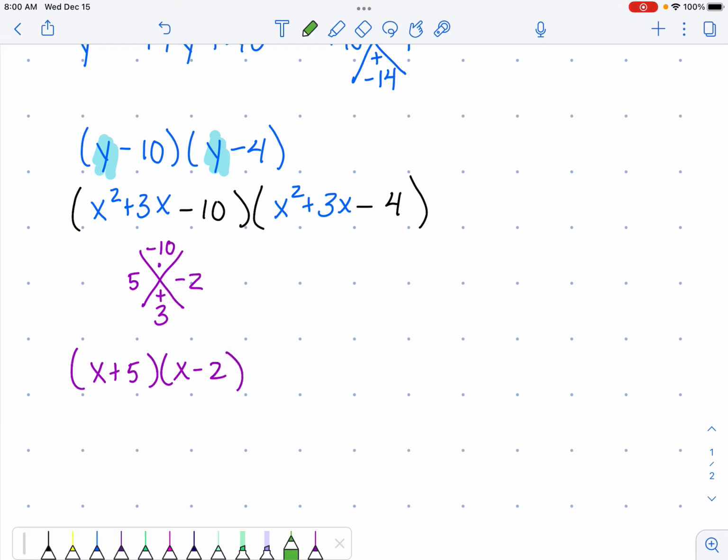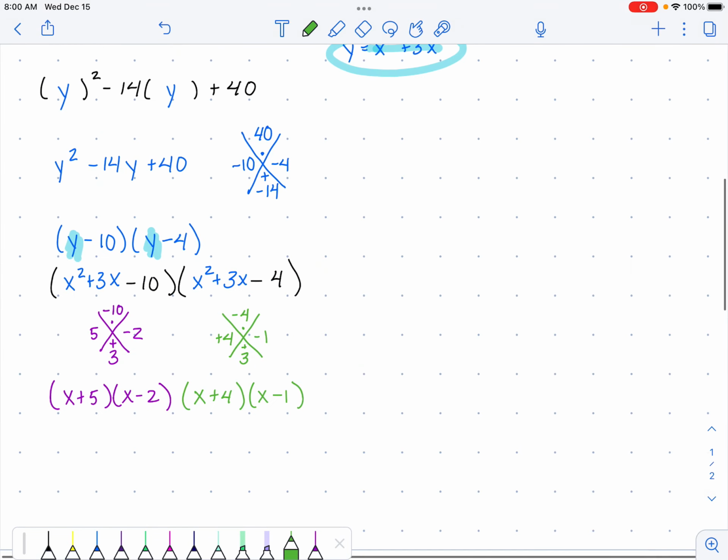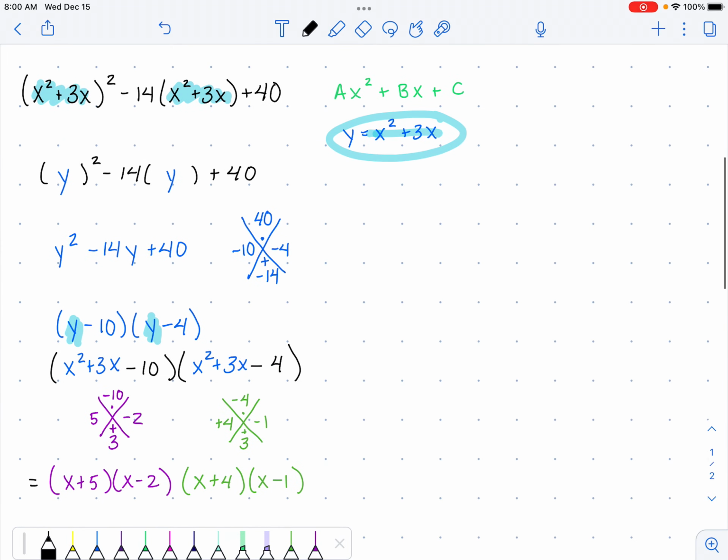And then over here in my right factor, I would want to multiply to negative 4 and add to 3. I'm going to do that with positive 4 and negative 1. So the x squared plus 3x minus 4 on the right factors down to x plus 4 times x minus 1. So our fully factored equation from our original problem, right, we started up here with our original problem looking like this, and our final factored answer is these 4 linear terms.